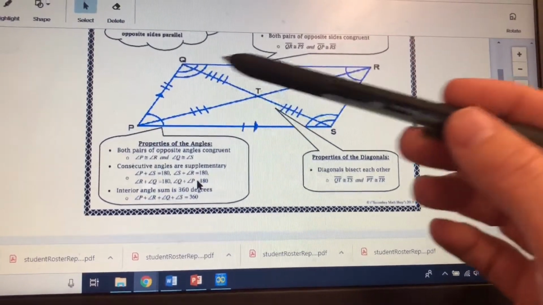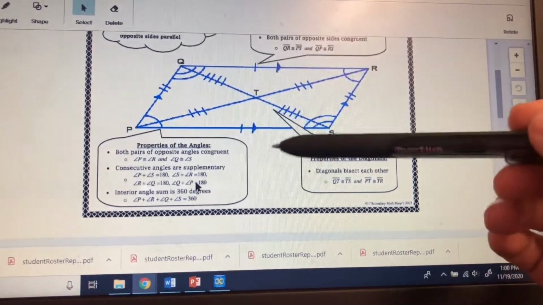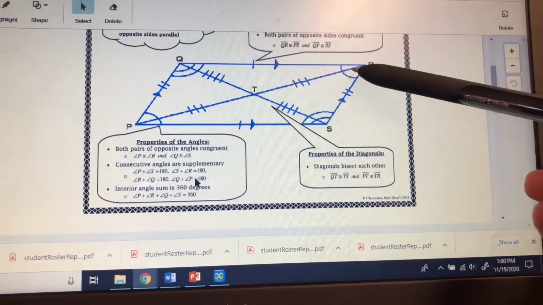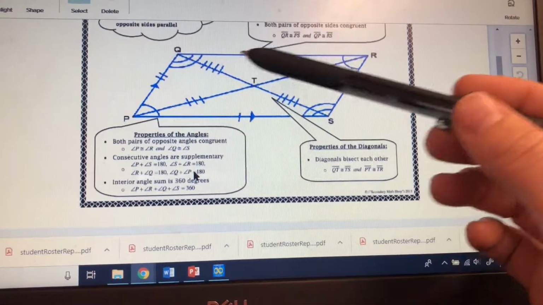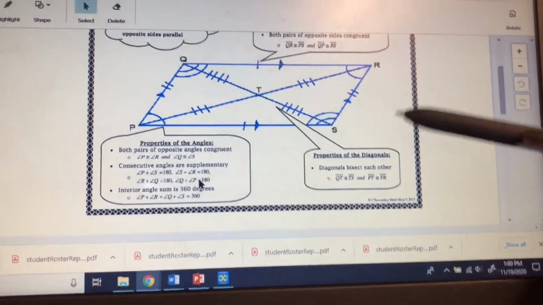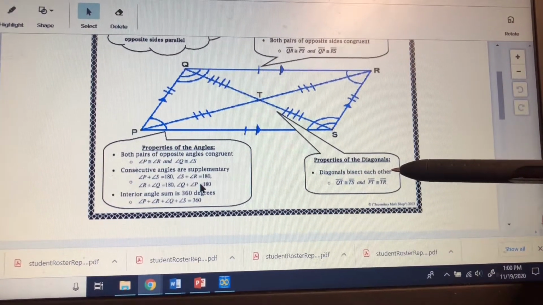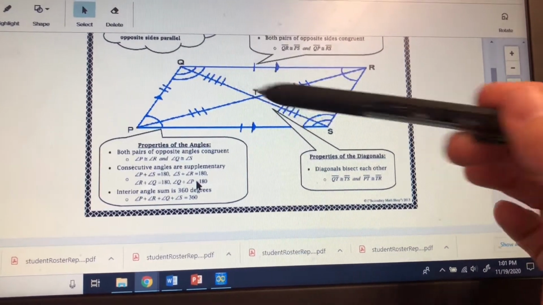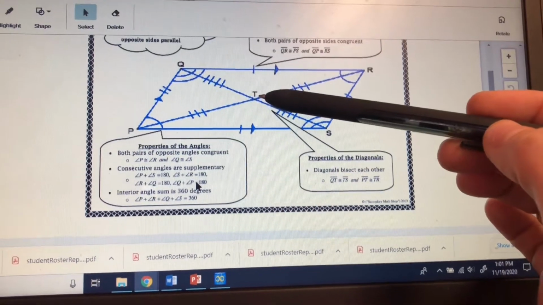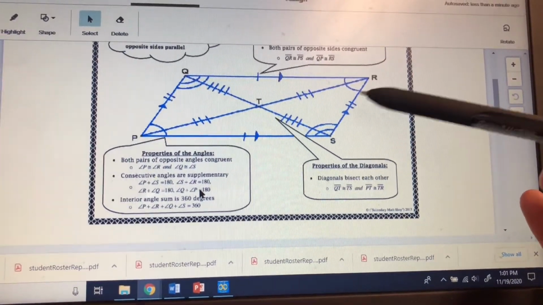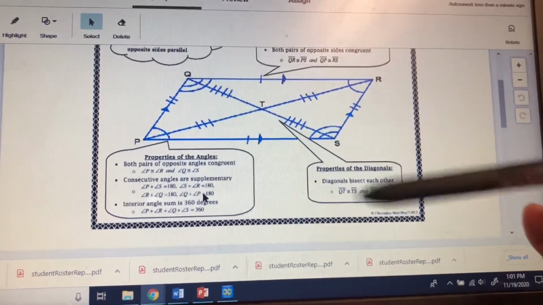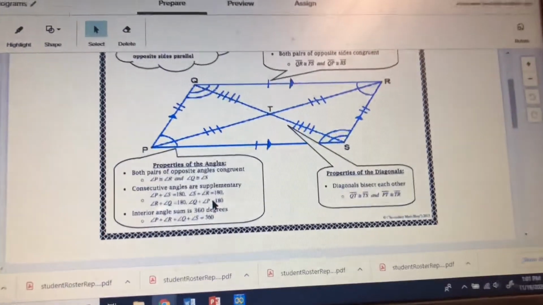Since it's a quadrilateral, it has 4 sides, meaning that the interior angles all add up to 360 degrees. So if it were to give you 3 angles, then you should be able to find the 4th by using that. They all add up to 360. And then the diagonals, it says that they bisect each other. That means that they split perfectly in half. So from P to T is the same length as T to R. And then the same thing the other way. From Q to T is the same length as T to S. Okay, so those are some special quadrilateral properties.